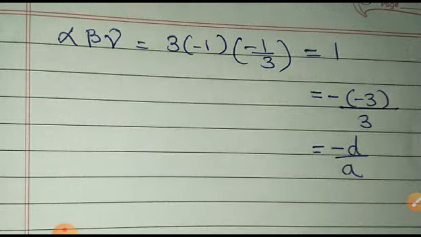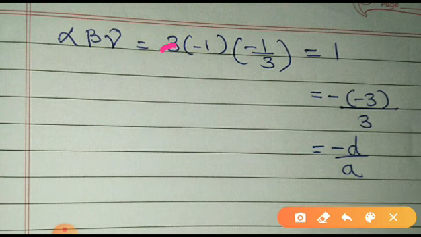Okay. Next, product of the zeros. Find the product. You are getting the answer as 1. Okay, this is my product. But what was my d? d is nothing but minus 3. If you check the polynomial, you will get d as minus 3. And what was the value of a? It was equal to 3. So, can I write 1 as minus of minus 3 by 3?